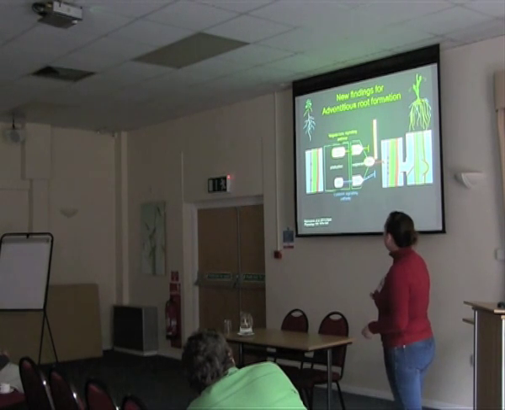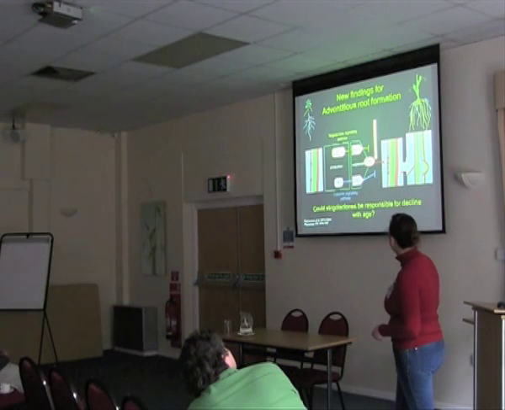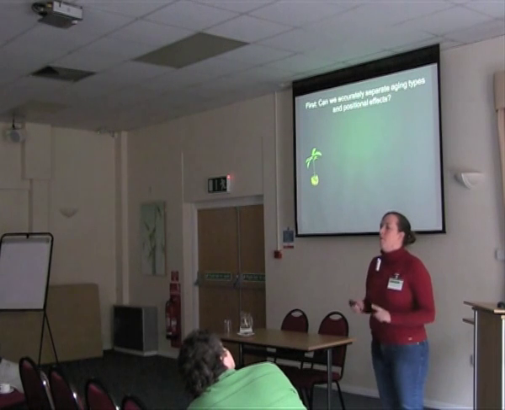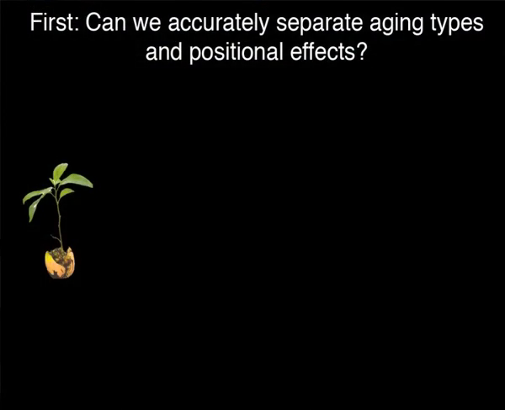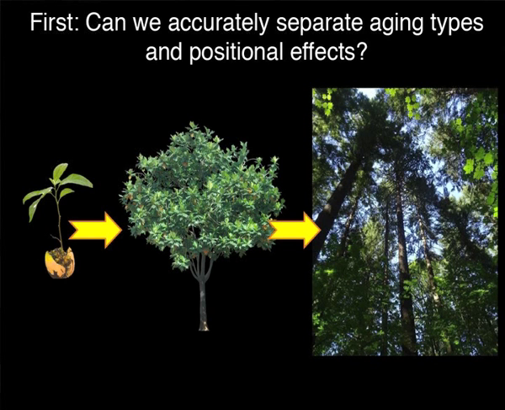So that was kind of cool, but then we've now got an inhibitor of adventitious roots. Could this be the reason why we have a decline in adventitious roots with age? And this is what I took on to my last postdoc position. So the first problem we have when we want to look at age is we have to separate the different types of age, because you've got a seed that germinates from an embryo to a seedling, to a sapling, which then will form flowers, and you get a whole lot of different problems, including height.